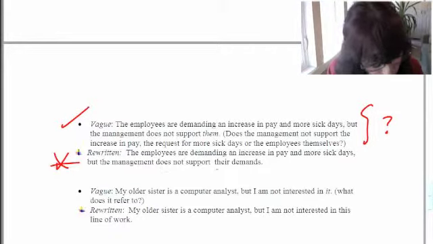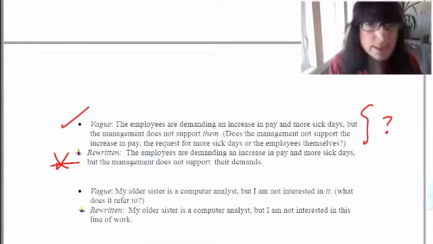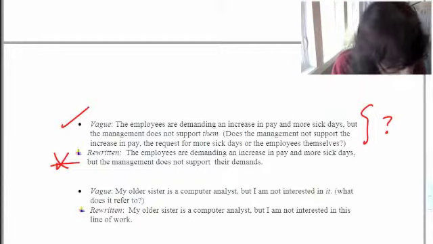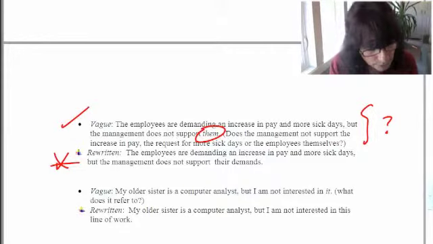So I rewrote it. The employees are demanding an increase in pay and more sick days, but the management does not support their demands. So it's a lot clearer. You've taken out some of the pronouns here, and you've made it a lot clearer. Rather than using the pronoun them, you're saying specifically what is not being supported by the management.